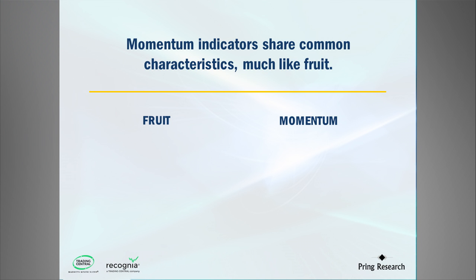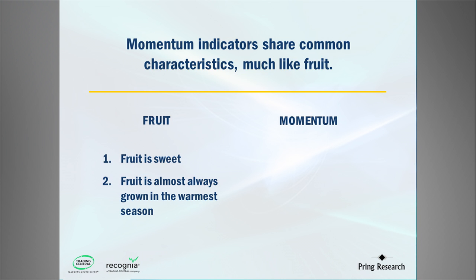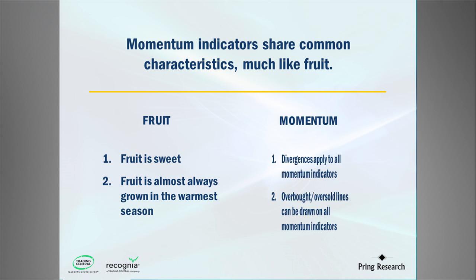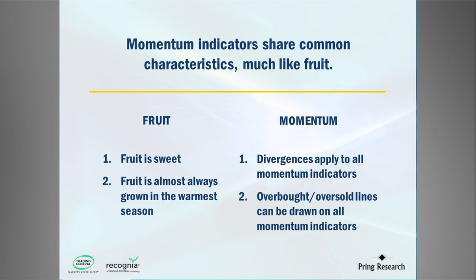Just as all fruit has specific characteristics that apply to them all, so do momentum indicators. For example, fruit is usually sweet and typically grown in the warmest season. In the same way, momentum indicators have specific interpretive techniques that apply to all of them. Divergences apply to every form of oscillator, so do overbought, oversold lines. If you're not familiar with these concepts, fear not, because I'll be covering them shortly.